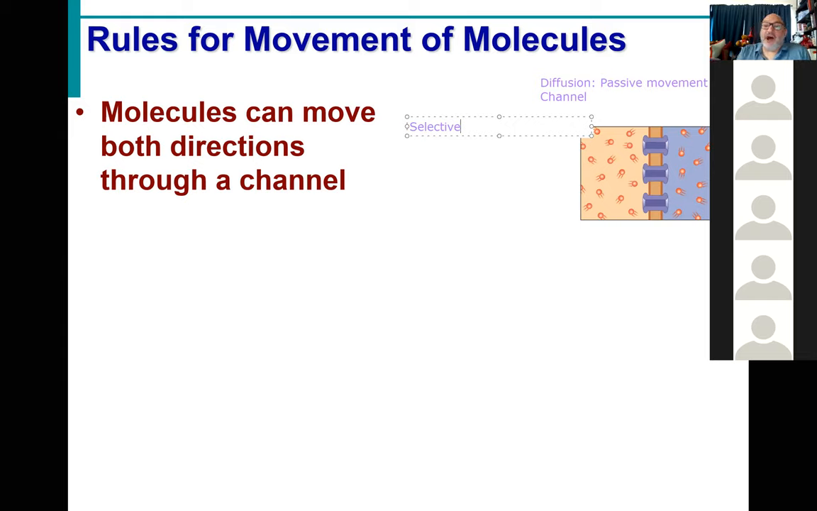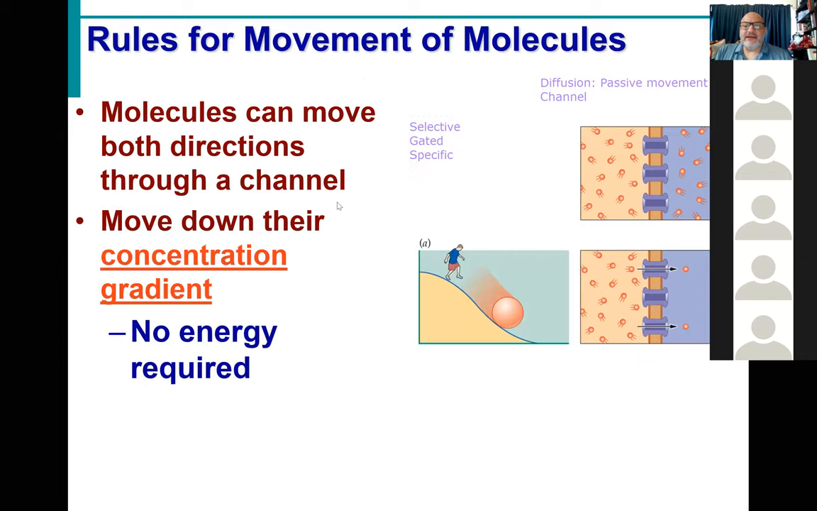The doors can be locked, so sometimes you can go through and sometimes you can't. So it can be selective. It can be gated, where sometimes it's open and sometimes it's closed. It can be specific, so that only sodium or something like that can pass through it. They still can have some specificity, but they're basically just holes in the wall that things can pass through. And which way they pass through is determined by the concentration gradient. Again, the concentration gradient uses kinetic energy.